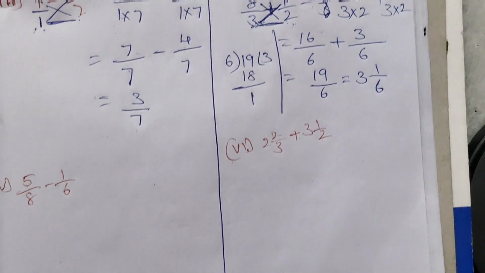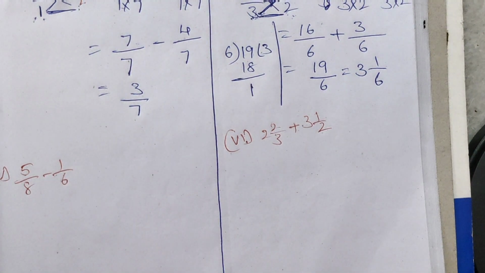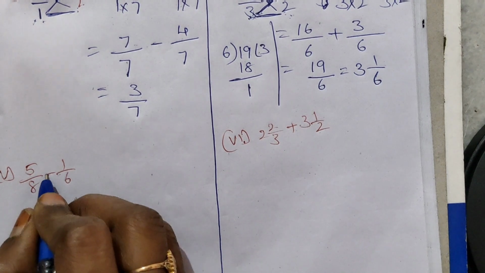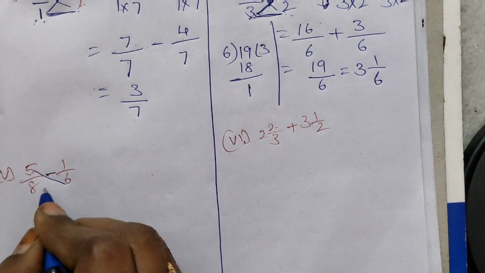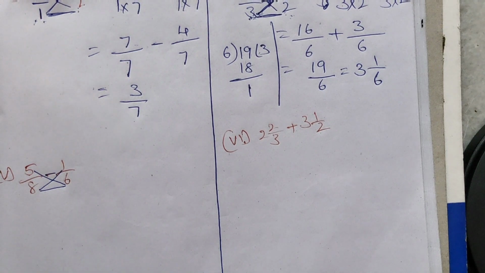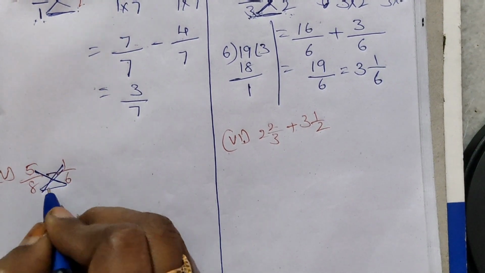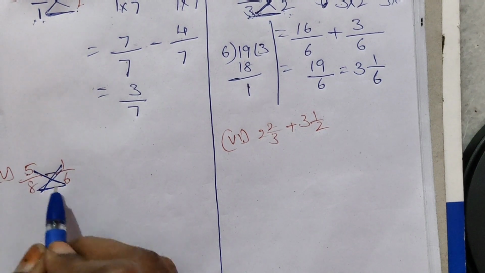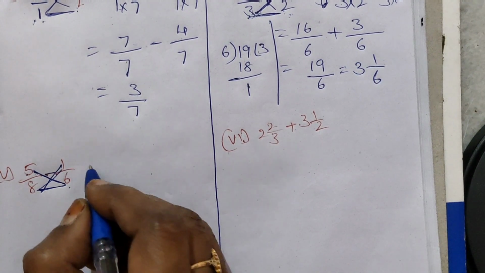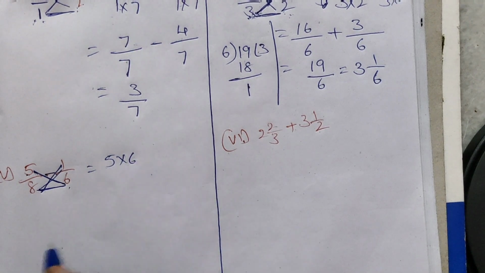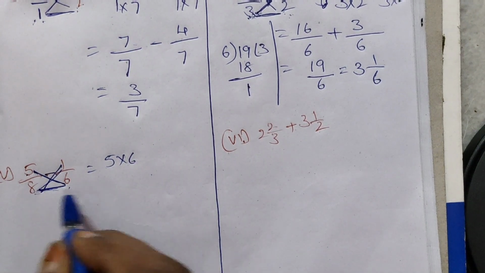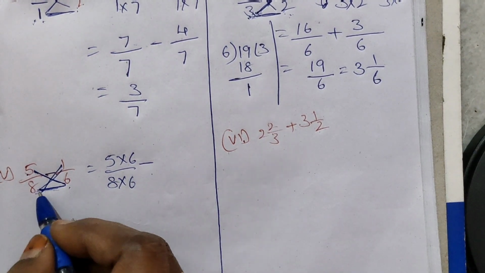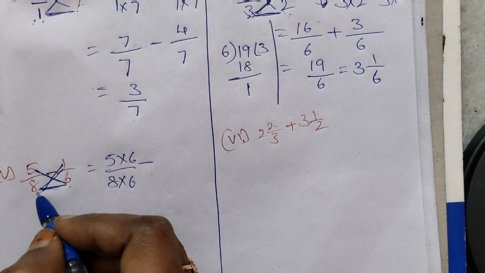Okay. Next question. 5 by 8 minus 1 by 6. First, with the help of butterfly method, I'll convert that into mixed fraction. Okay. Draw arrow marks like this. First, this numerator and second one denominator, multiply that. 5 into 6, and multiply these two denominators. 8 into 6, minus next 1 into 8.